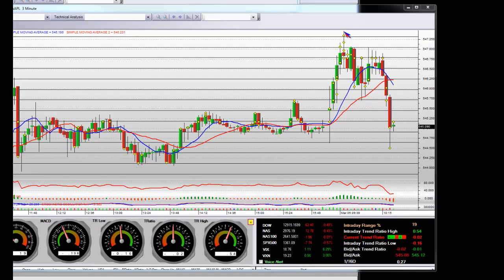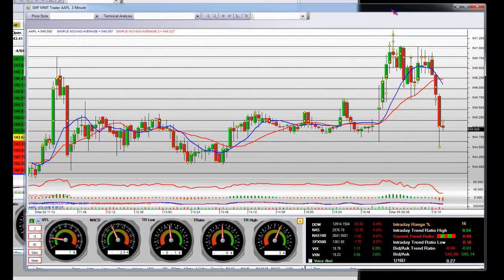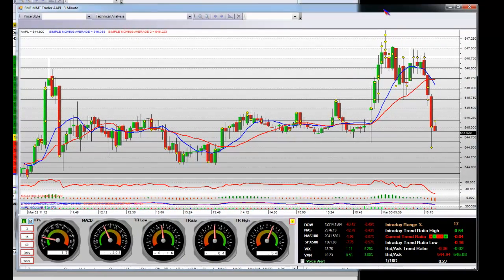3-minute chart of Apple. And I want to make it clear about reversals in price exhaustion and indexes. SMF clearly stated a week ago you wanted to be getting short the most overbought names that you could in the cycle as they went through their highs.